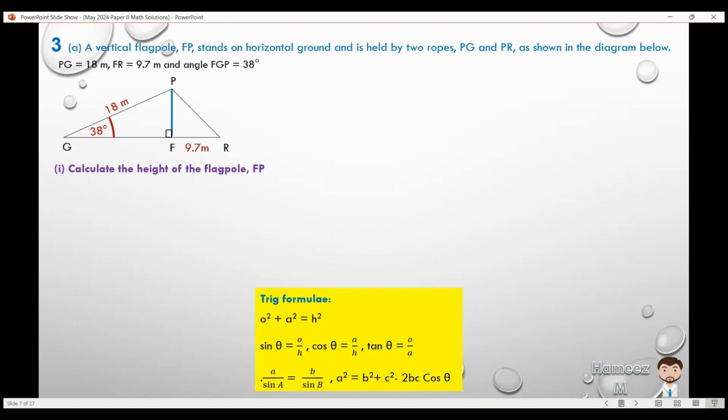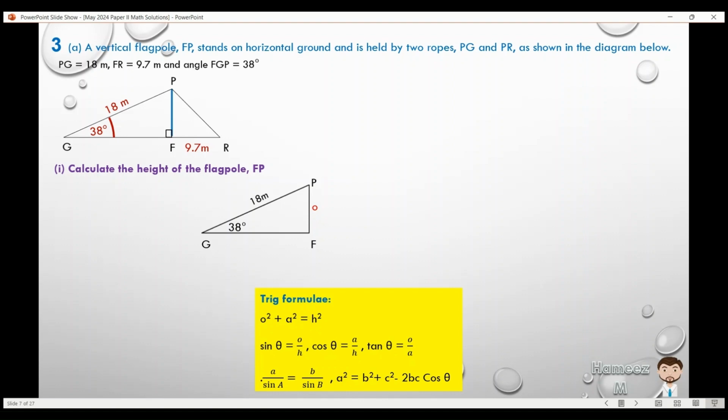So if we want to calculate the height of the flagpole, FP, let's picture it here, extract it out, and put in the information. So PG is 18 meters and the angle is 38 degrees. And we would like to find FP.